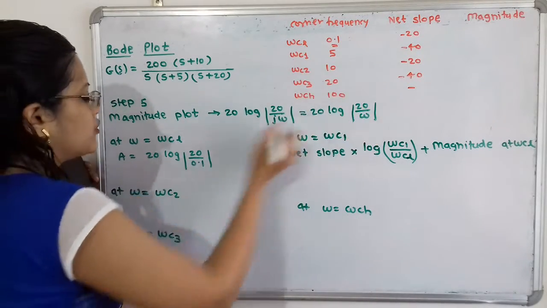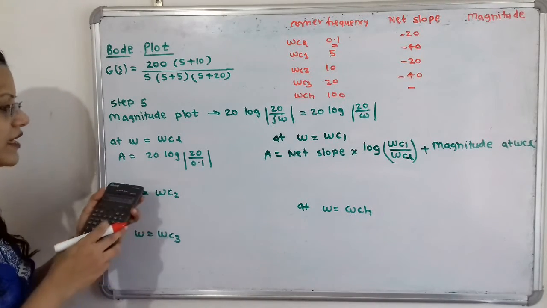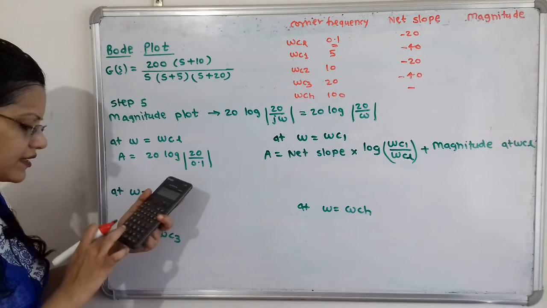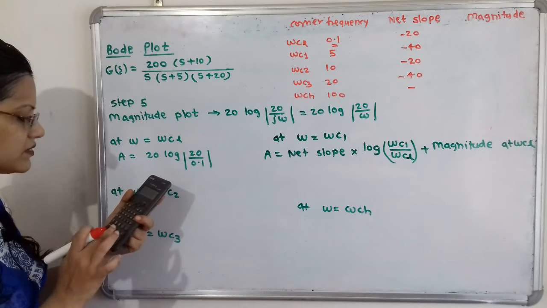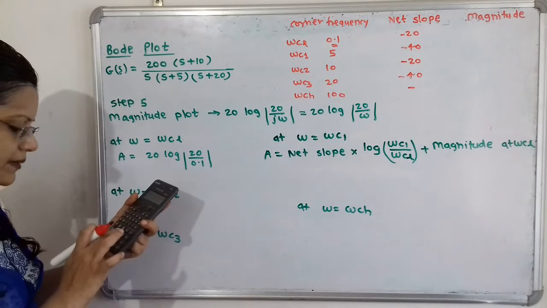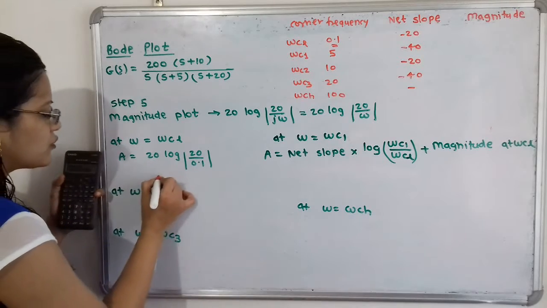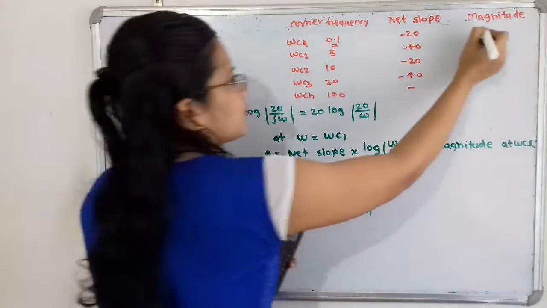So 20 by 0.1. So when we calculate this, how to calculate? Log of, in the bracket, 20 divided by 0.1, bracket complete, that is 2.30 multiplied by 20, which is 46.02. So I will simply say 46 dB. So 46 we have to write.